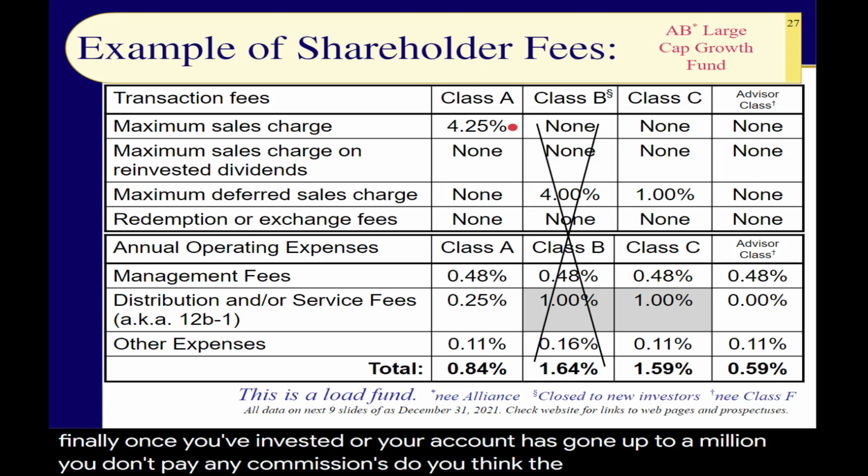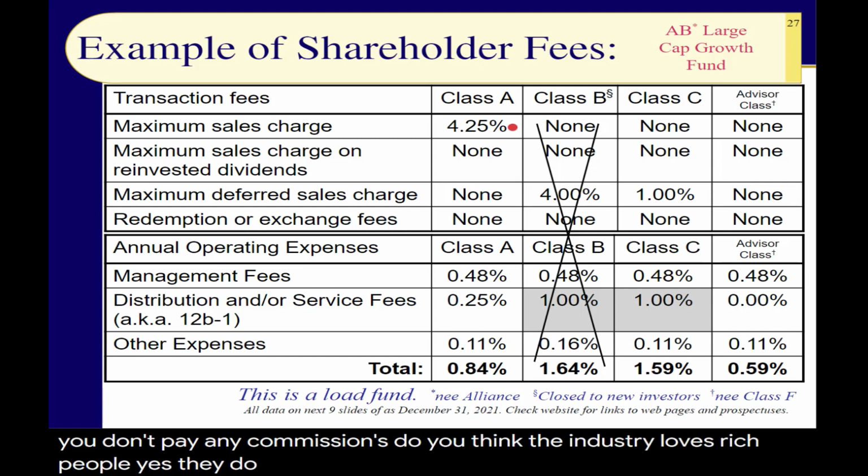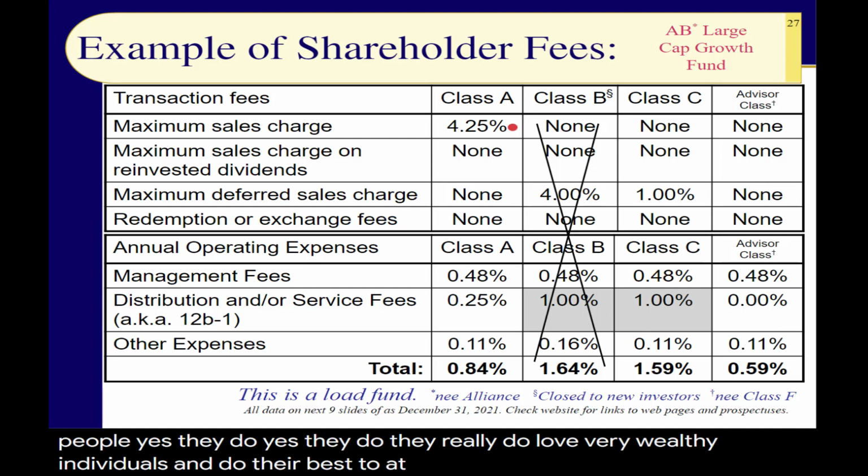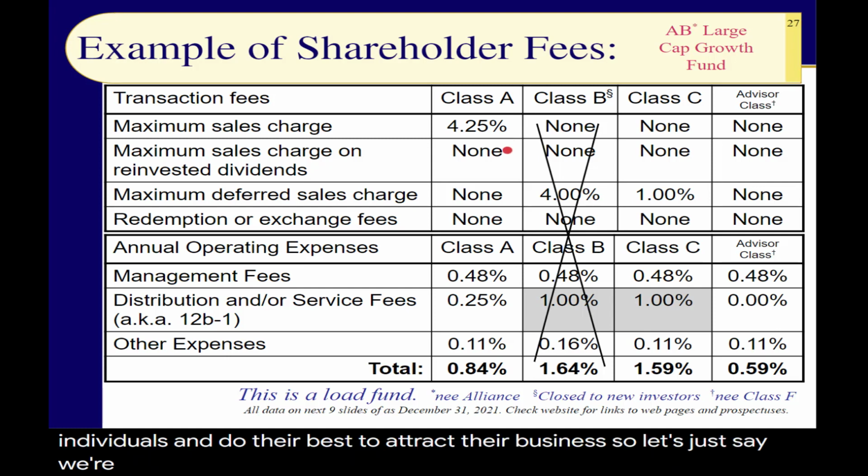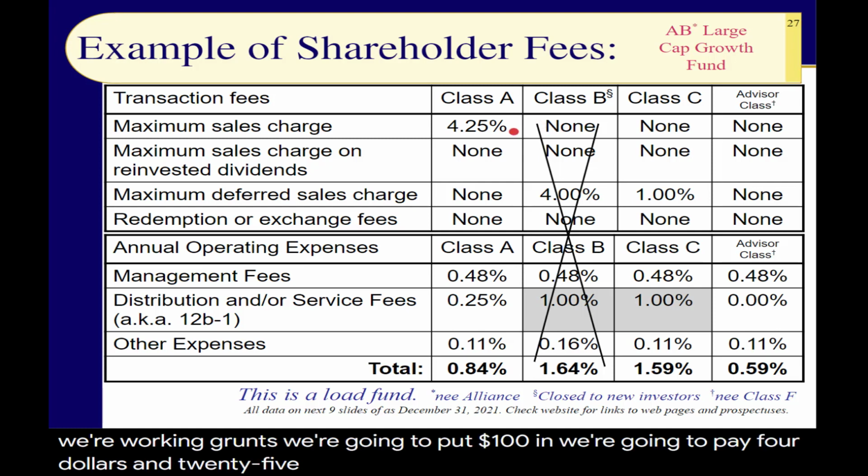Do you think the industry loves rich people? Yes, they do. They really do love very wealthy individuals and do their best to attract their business. So let's just say we're working grunts. We're going to put $100 in. We're going to pay $4.25 for the upfront Class A shares.